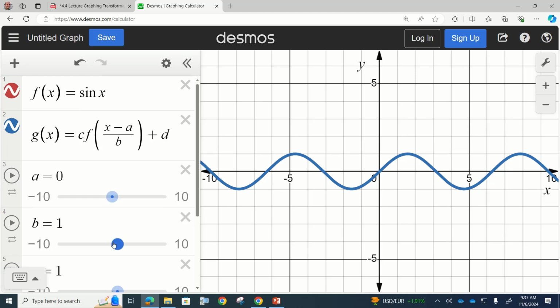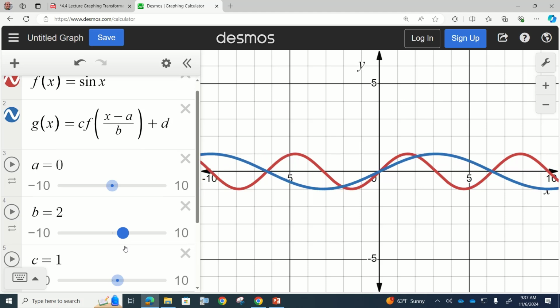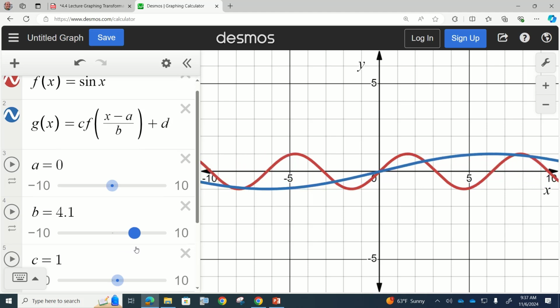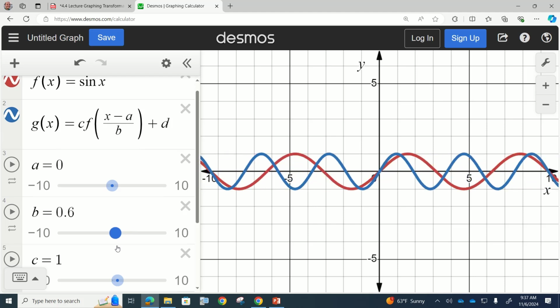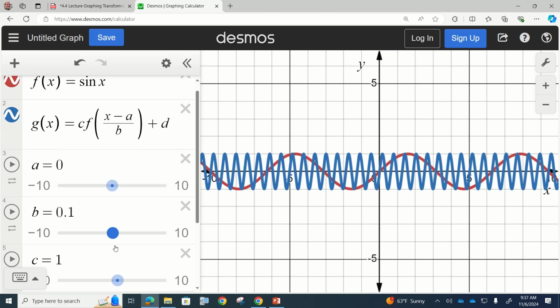What does b do? If I divide by a number b in the argument of my parent function, then that's going to stretch it out in the horizontal direction. The larger b gets, the more stretched out it gets. If I choose to find a value of b that is between 1 and 0, then it's going to squish it so that my new function is a squished version of the parent function in the horizontal direction. Okay.